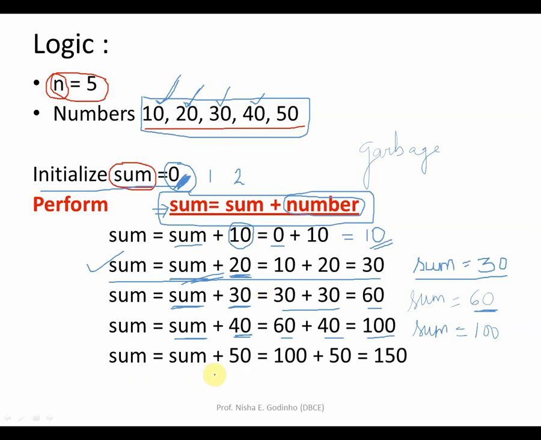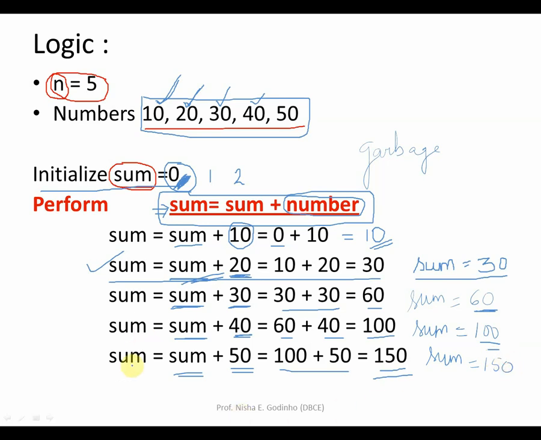So let's go to the next step. Sum equal to sum plus 50. So 50 is the number which we had to add. Sum we have to take from the previous step. So the sum value was stored as 100. So it will be 100 plus 50, which gives you 150. Now at this step you can see that the variable sum will store a value of 150.